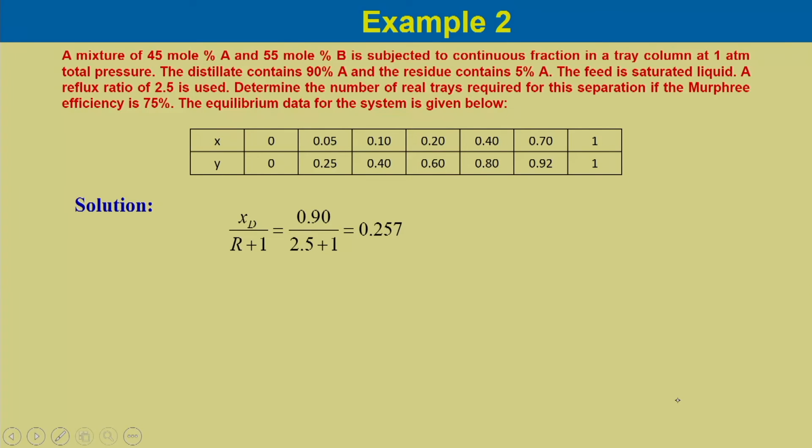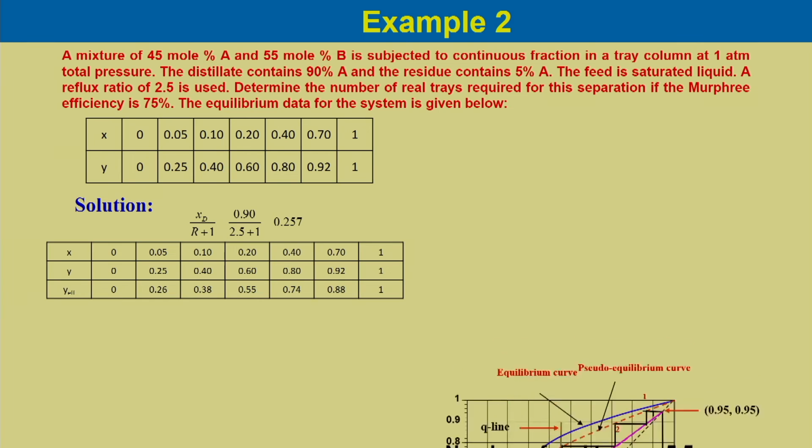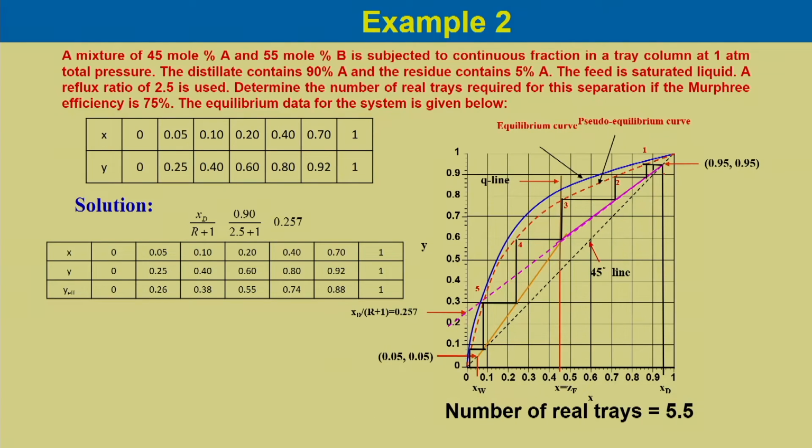Now, XD by R plus 1 we can calculate: 0.9 divided by 2.5 plus 1. So, that is 0.257, and equilibrium data is given. So, we can calculate Y effective from the equations we have shown. Now we can plot the data, which is 0.95. So, this should be not 90%, this is 95%, and you can calculate the intercept.